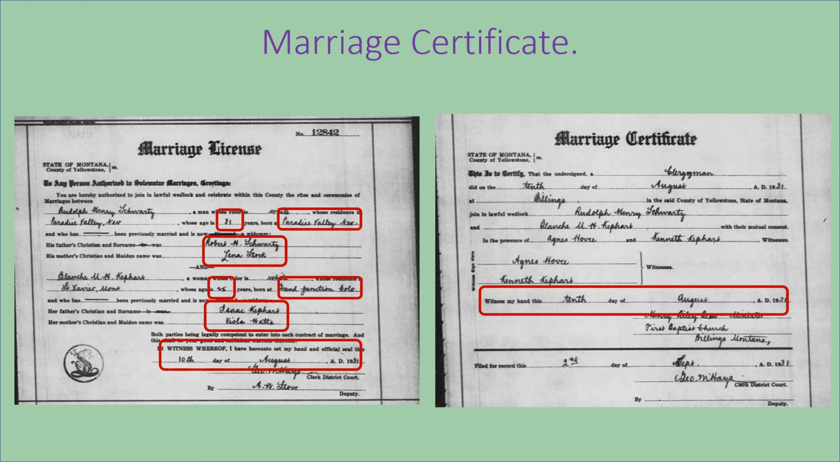The marriage certificate has 2 witnesses. These witnesses are often relatives, so you might want to research the people who were witnesses. In this case, Agnes was a friend of my grandmother, and Kenneth was my grandmother's brother. In the sources, you might see 2 different dates for marriage, and sometimes it's confusing, but usually the earlier one is the date for the marriage license, and the later date is the actual marriage.